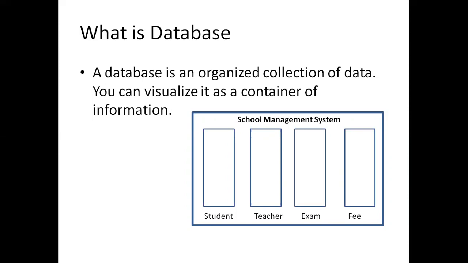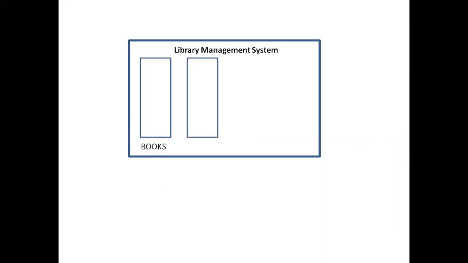Now let's take another example, that is library management system. This is my container, and the name of the container is library management system, and in this container I can create some tables. The most important table or entity in the library management system is books, right? Then the members of the library, or of the school where my library is, so a member table.